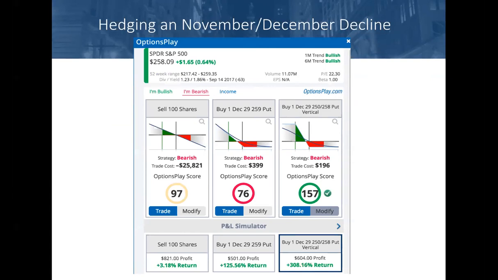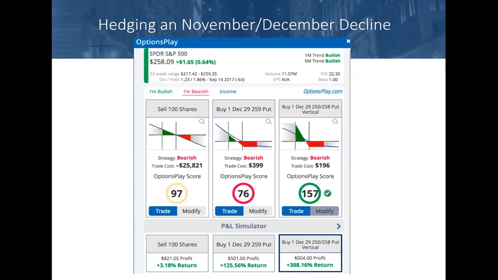What this basically says is that there's better than a 300% return potential with your total risk at $196 per spread. If the S&P does what I'm not thinking it's going to do and drops to 250 between now and December 29th, potential to make over 300%, knowing your risk is limited to the cost of the spread. Much better than buying the put outright, especially in a market that hasn't even seen a 3 to 5% correction.